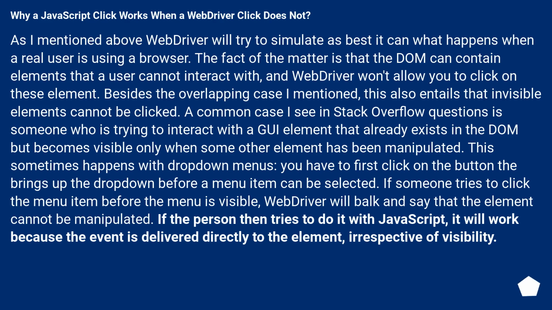A common case I see in Stack Overflow questions is someone who is trying to interact with a GUI element that already exists in the DOM but becomes visible only when some other element has been manipulated. This sometimes happens with drop-down menus. You have to first click on the button that brings up the drop-down before a menu item can be selected. If someone tries to click the menu item before the menu is visible, WebDriver will balk and say that the element cannot be manipulated. If the person then tries to do it with JavaScript, it will work because the event is delivered directly to the element, irrespective of visibility.